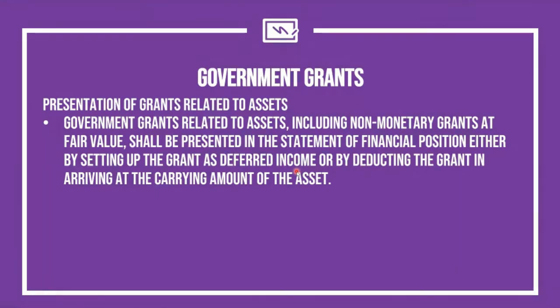Okay, so now we go to presentation of grants related to assets. Government grants related to assets, including non-monetary grants at fair value, shall be presented in the statement of financial position either by setting up the grant as deferred income or by deducting the grant in arriving at the carrying amount of the asset. So again, if you recognize a deferred income, this is the gross presentation, also known as the income approach. And when you deduct the grant in order to arrive at the carrying amount, this is known as the net method, net presentation, or the capitalization approach. Okay?